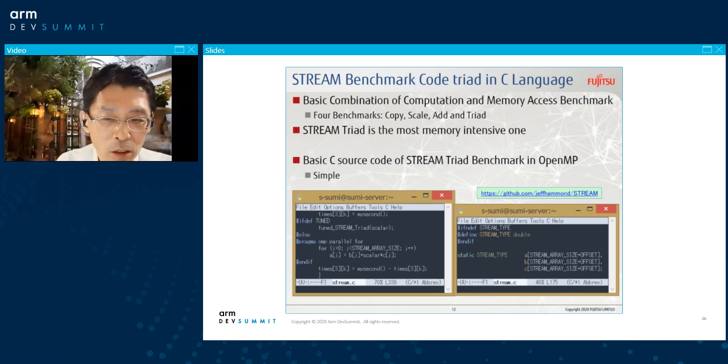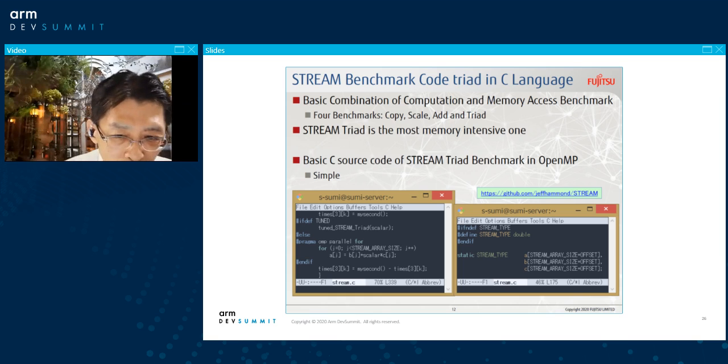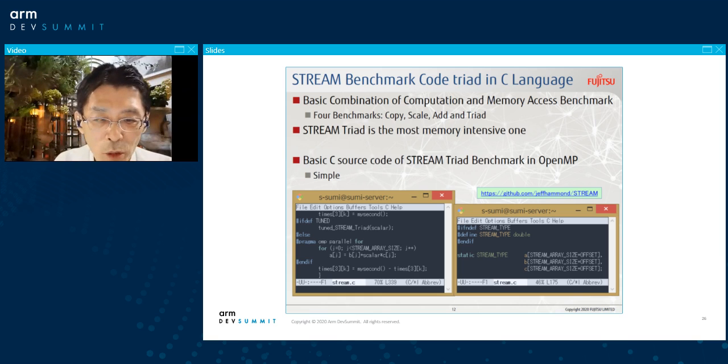You can see at the left below the picture, in the middle of the picture, the pragma omp parallel for. And the next line is the for loop. It's very easy to recognize such kinds of loops: A equals B plus scalar multiplied by C. It's very easy. And below the right figure is the definition of each array. They are defined static.